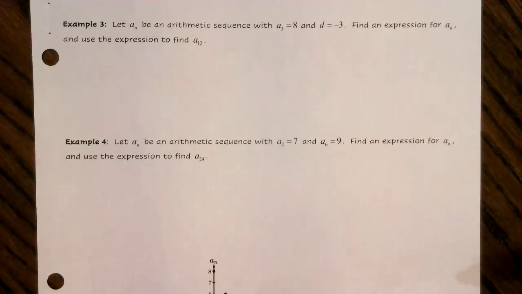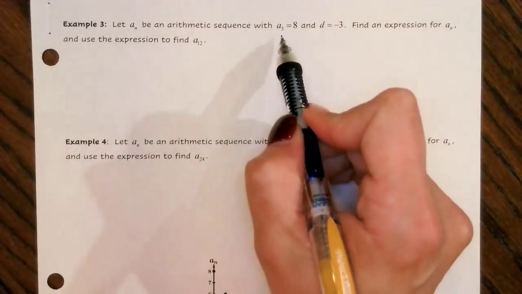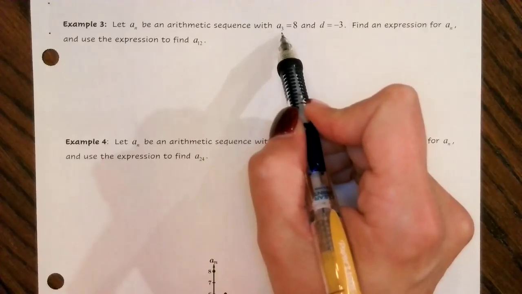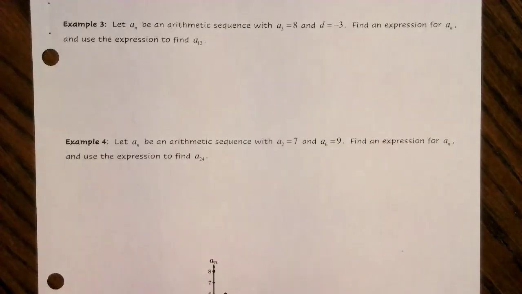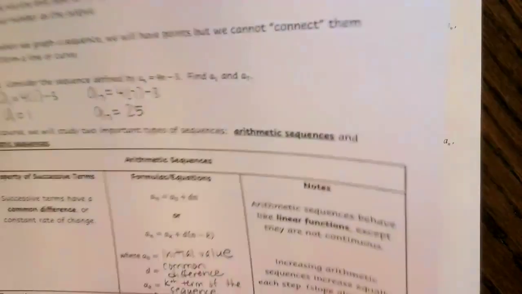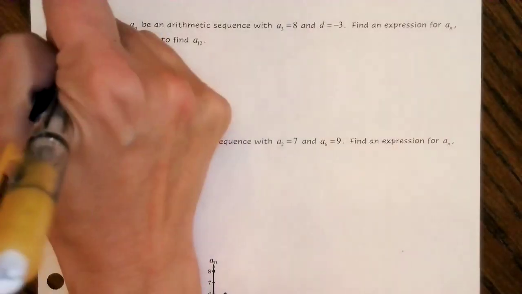All right, we're going to go deeper into these sequences and continue with the arithmetic one. It says, let A sub n be an arithmetic sequence. And here they gave us the third term. That's what this means. It's the third term is 8. And then it gives us our common difference of -3, and it wants us to find the expression for A sub n. And then use it to find A sub 12. And so this is the most common one that we're going to use here, A sub n. So I'm going to go ahead and write that here for us to use.